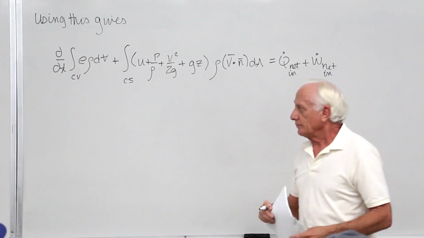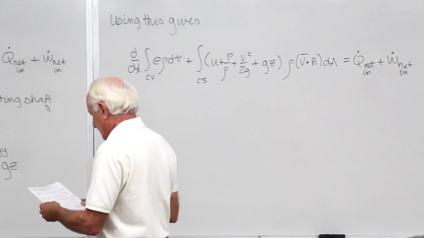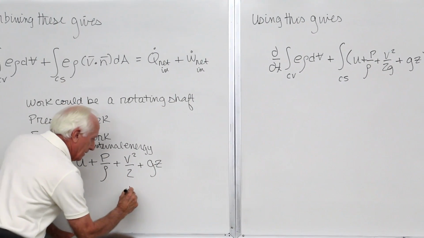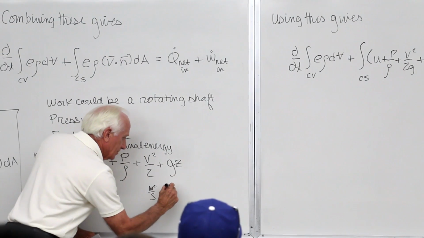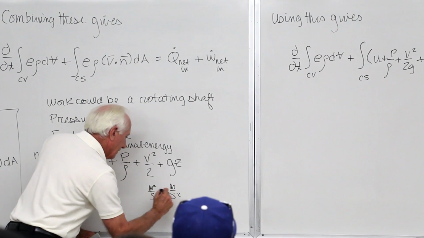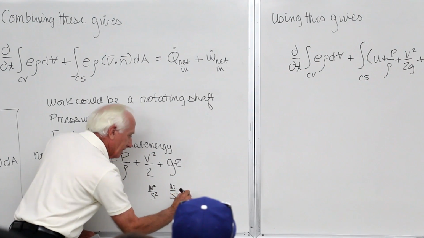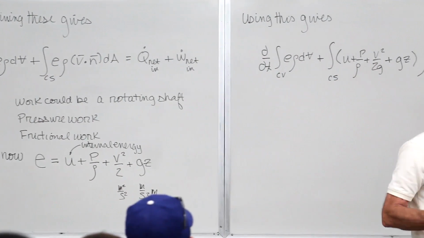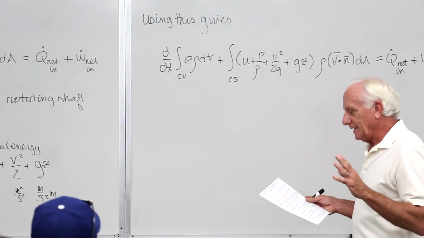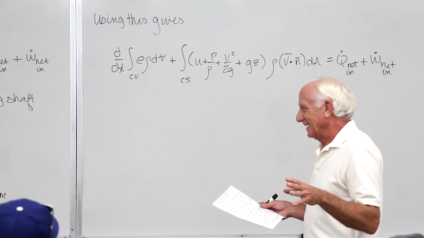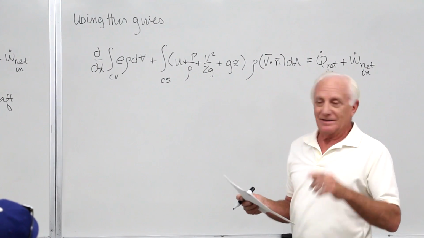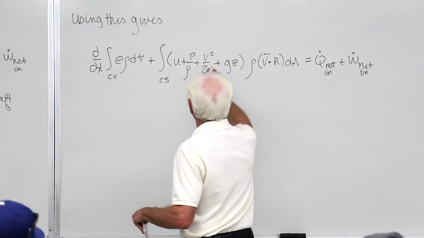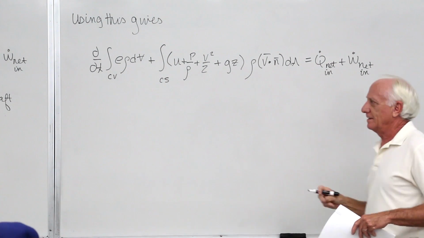Professor? Yeah. Is there a g under V squared over...? Let's check and see. What's the units of V squared? Meters squared per second squared. What's the units of g times z? They're the same. Gotcha. That's the way you do it. Always just check it that way. Oh, there's another g here? Yeah, I've got too many g's. Thank you very much. Bernoulli came back to my mind.